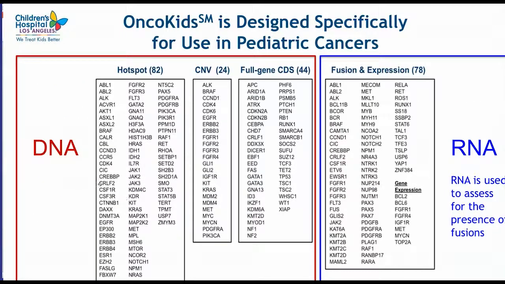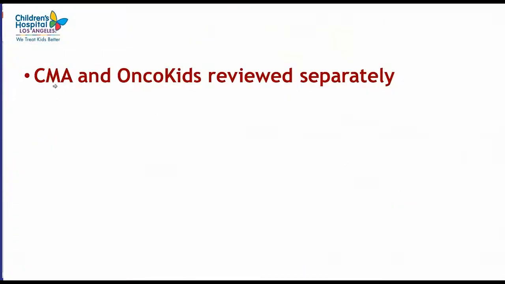And the DNA portion of the assay tests for sequence variants in a large number of genes that are associated with pediatric tumors. And then there is also an RNA part that tests for a large number of abnormal gene fusions that are associated with pediatric cancers. So right now, our workflow is such that we separately do CMA analysis for copy number changes and then OncoKits analysis. And then these results are reviewed and analyzed separately. And then at the end, we try to correlate the findings.